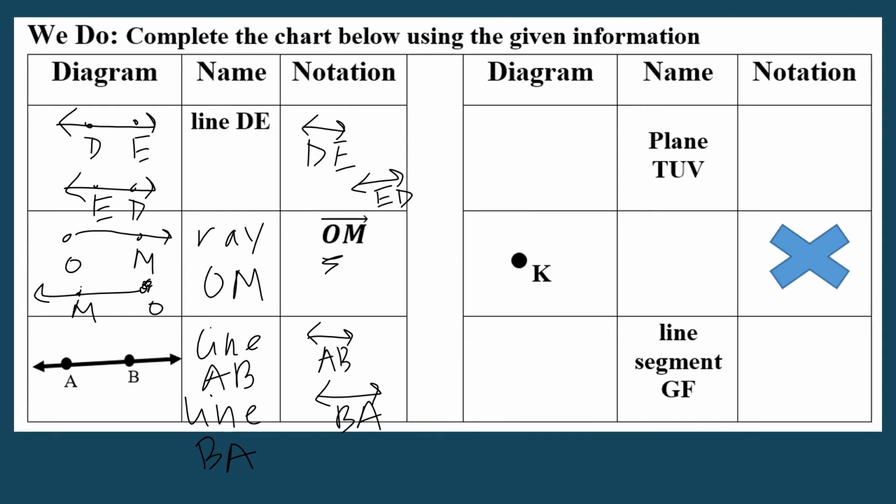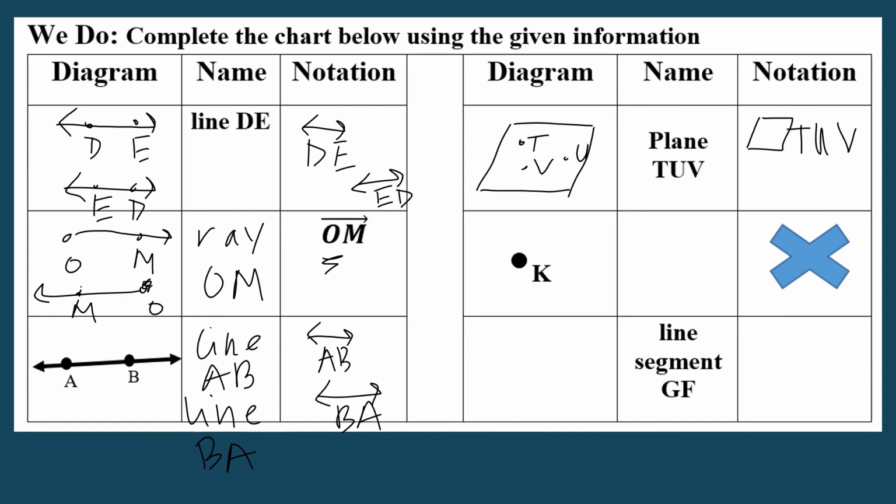For the next one, you have a plane TUV. So the diagram, you need to draw your parallelogram and then do your points. And it doesn't matter what order they are in. They can be anywhere on that plane that you want. Okay? Then the notation, I find this way to be the easiest, and you would just write it. Plane TUV, you'd use that parallelogram shape and then the letters.